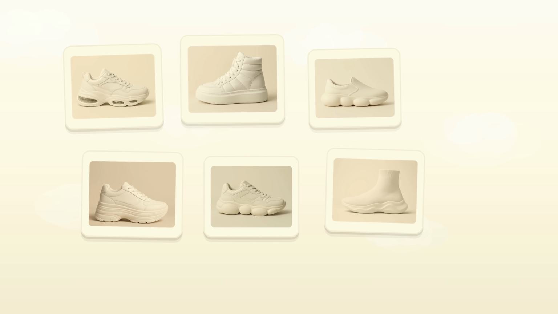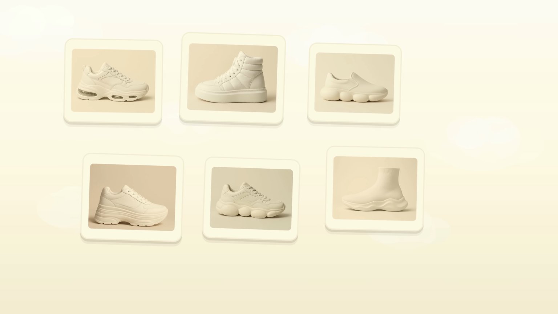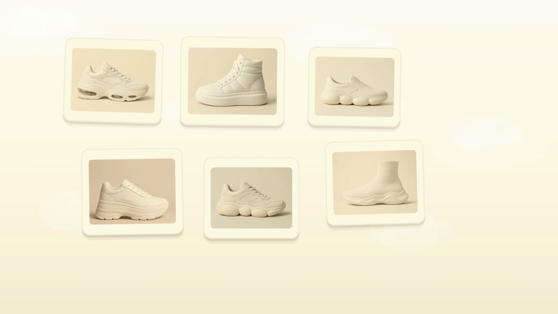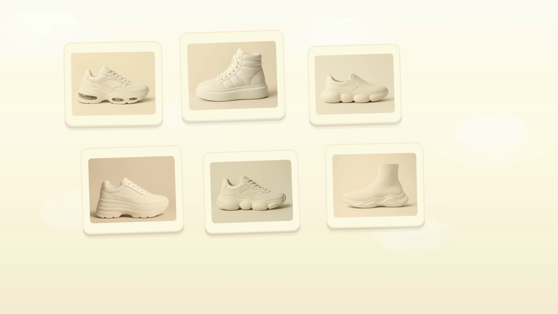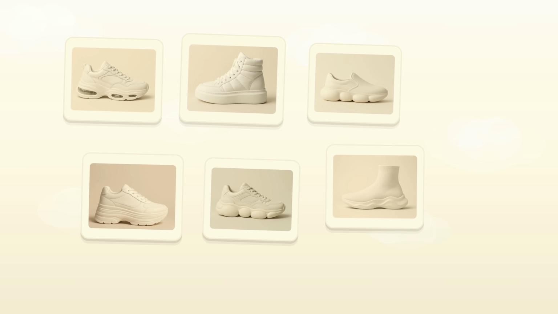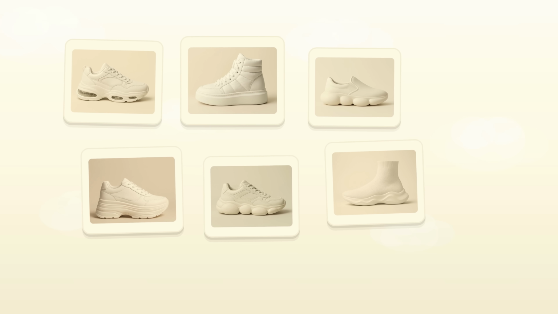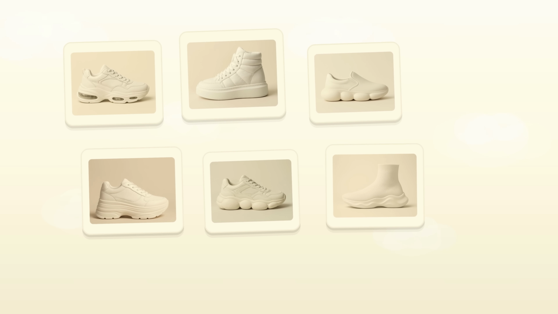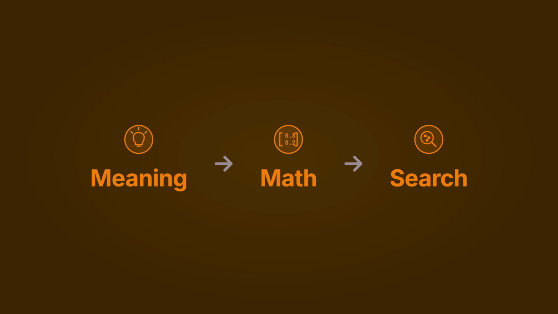You type "shoes that look like clouds" into a search bar. Traditional databases would panic. There's no column called cloud likeness. But somehow you get exactly what you wanted. That's embeddings and vector databases working together. And if you're building anything with AI right now, search, recommendations, chatbots, RAG applications, these two concepts are the foundation. In this video, we'll look at both of these and hopefully get a better understanding.